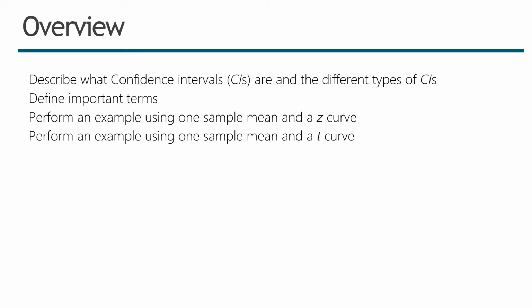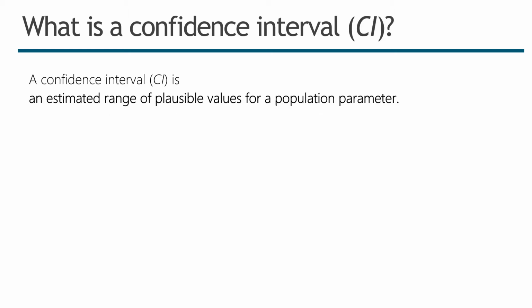Specifically in this video, I'll describe what confidence intervals are, and then I'll describe the different types of confidence intervals that exist. I'll define important terms, and I'll conclude by performing a specific example using a z-curve and a second example using a t-curve. A confidence interval is an estimated range of plausible values for a population parameter.